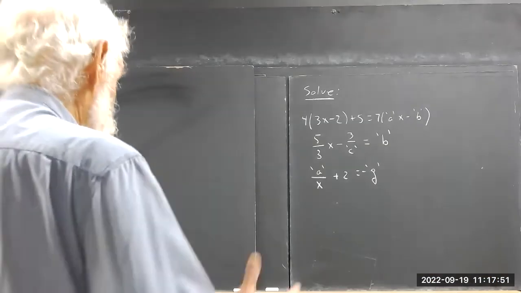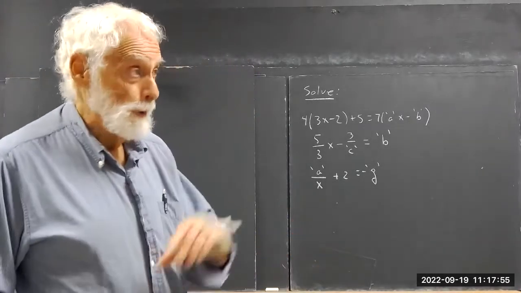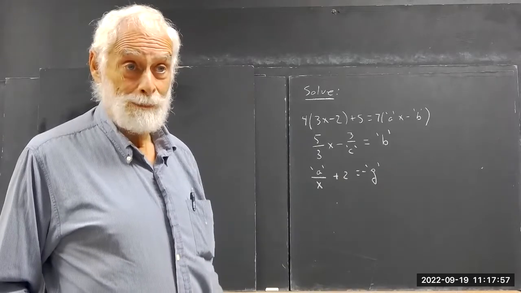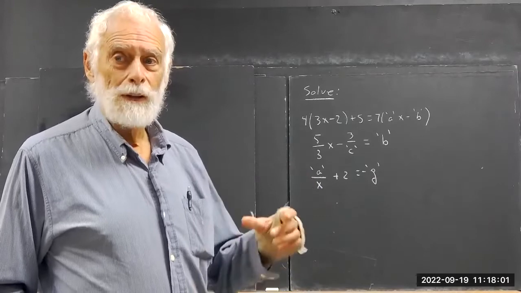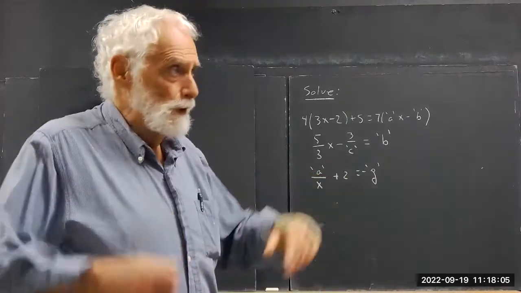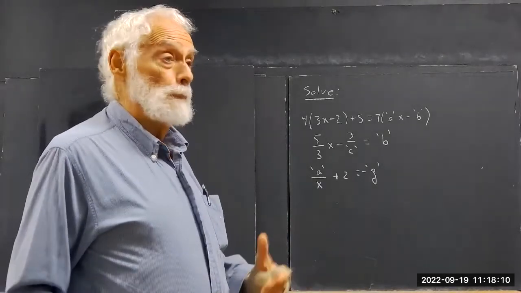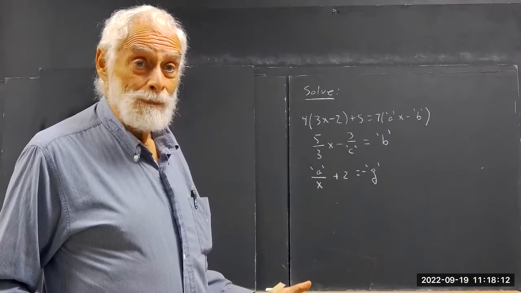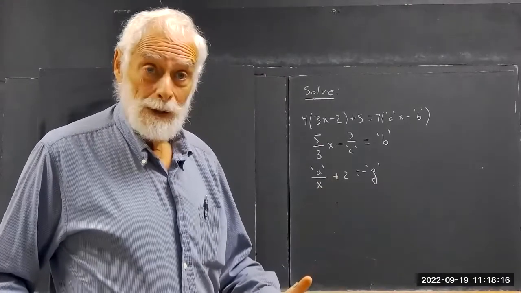Okay, now I gotta say, I stressed last week, got denominators in an equation, multiply both sides by denominators. More specifically, multiply both sides by the least common denominator. Keep the numbers lower. But as long as you multiply by all the denominators, it's going to work. There's an advantage to the least common denominator.